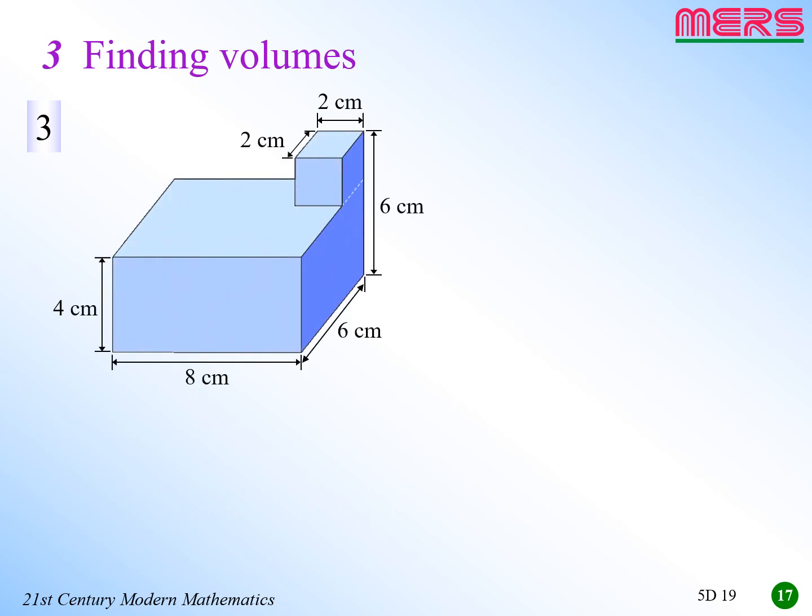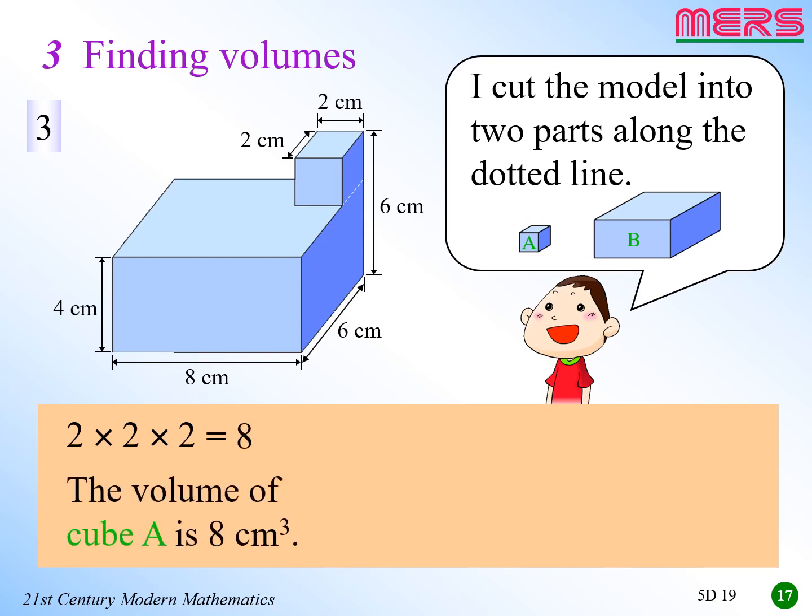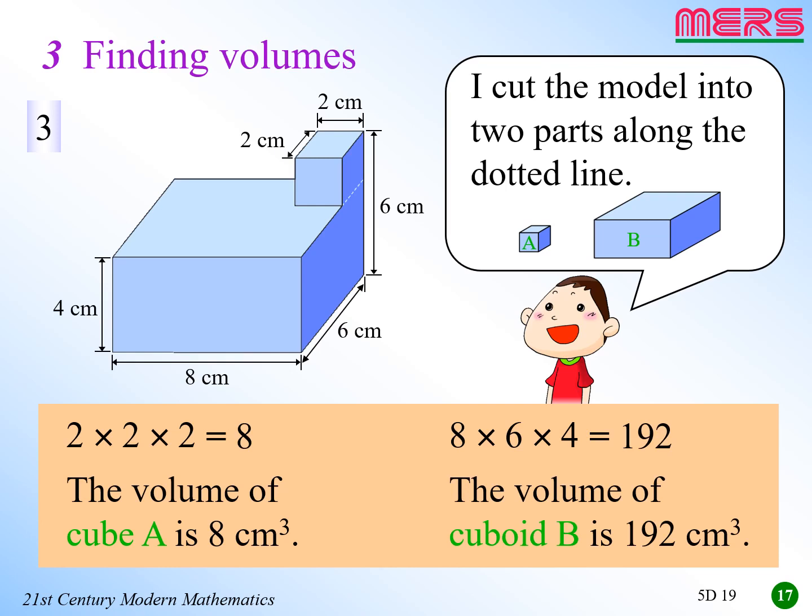Number 3. This model can be cut into a cube and a cuboid along the dotted line. The volume of cube A is 2 times 2 times 2, which is equal to 8. And the volume of cube A is 8 cubic centimeters. The volume of cuboid B is 8 times 6 times 4, which is equal to 192. Therefore, the volume of cuboid B is 192 cubic centimeters.